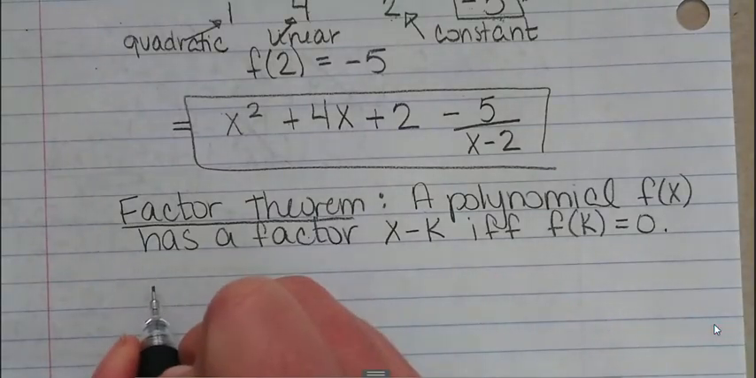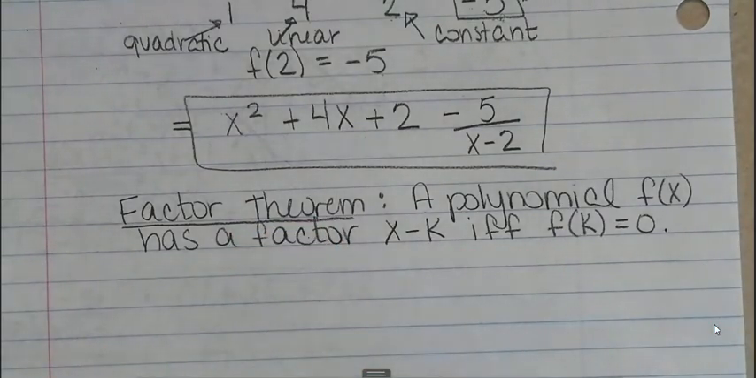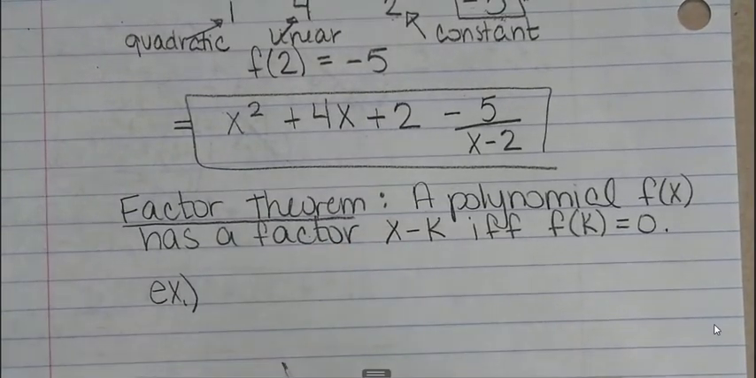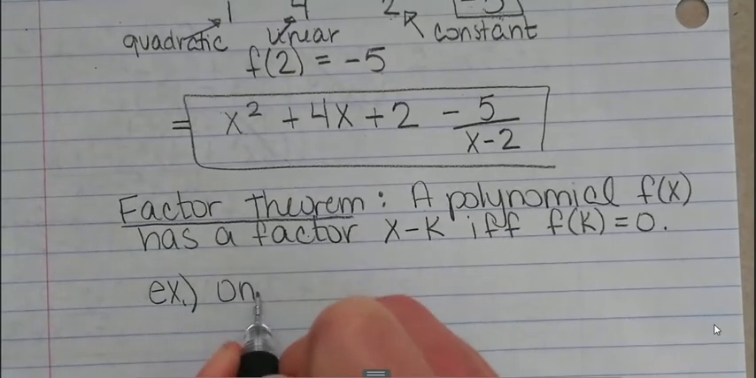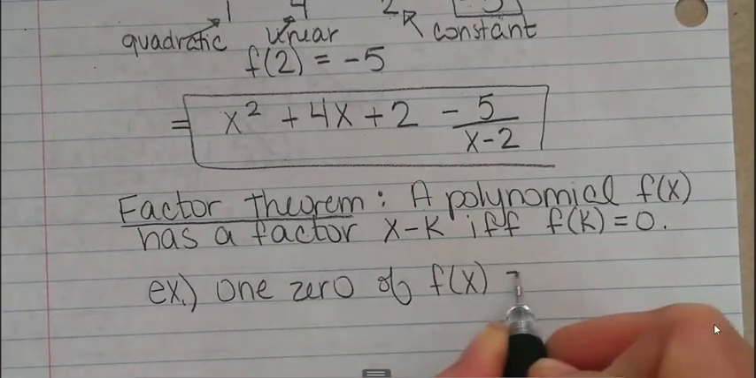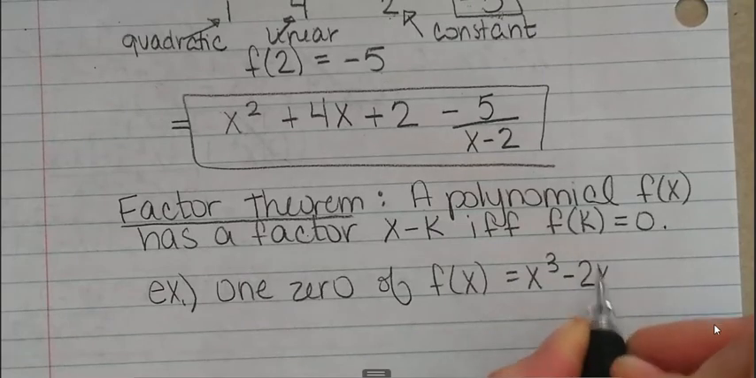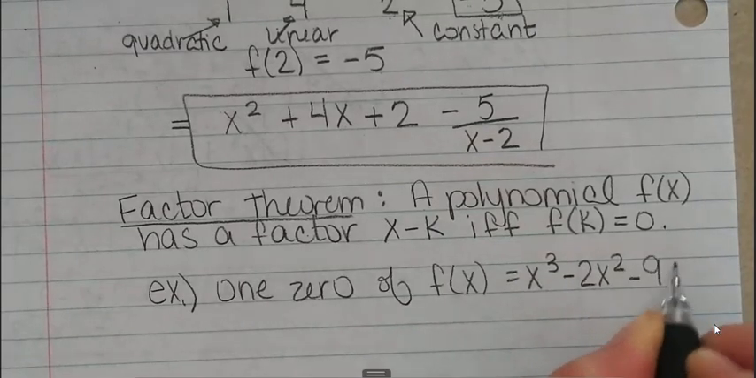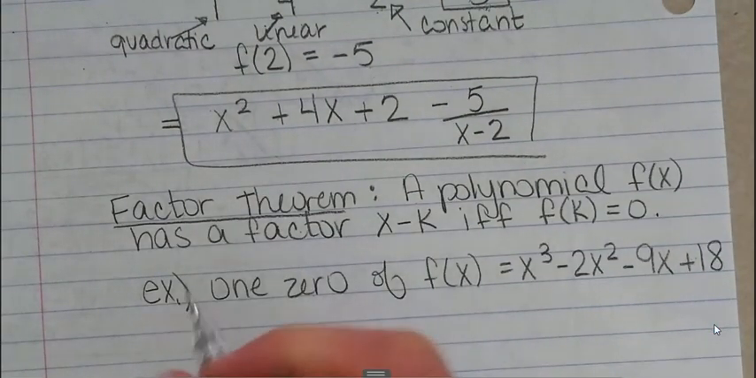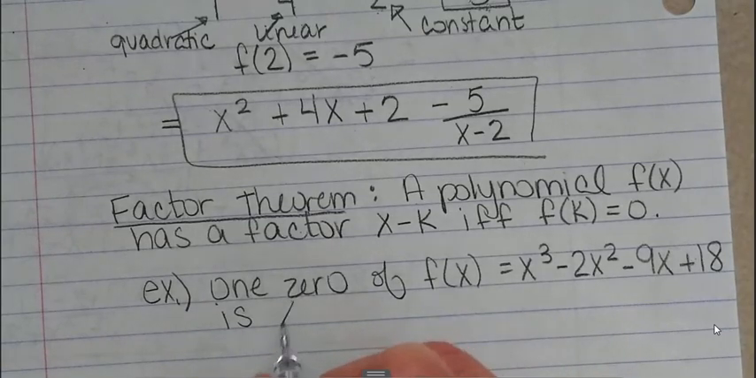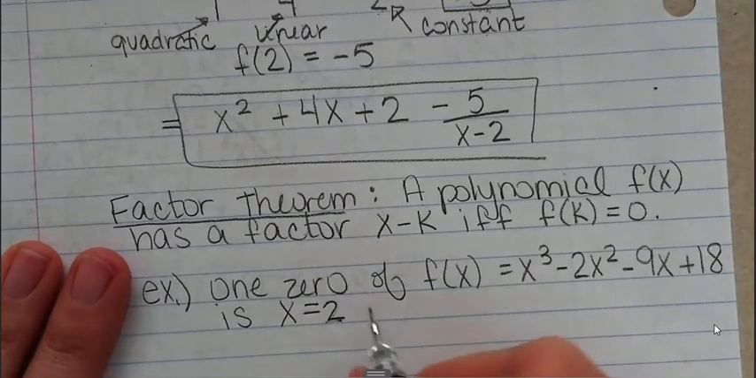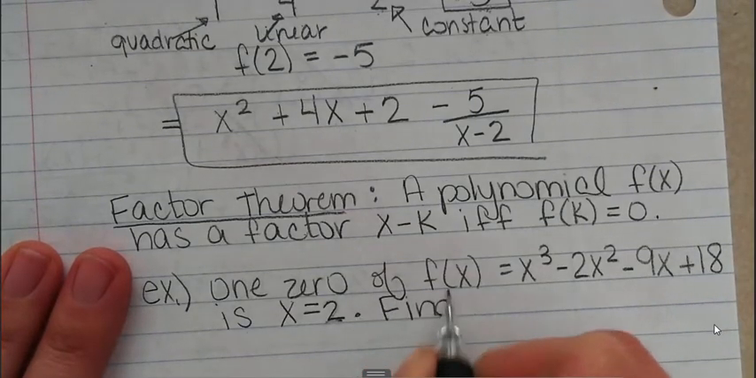Okay, so here's an example. Am I going to run out of room? My paper is really small. I apologize, I'm probably going to run out of room, but that's okay. I'll use another piece of paper. So we have f of x equals x cubed minus 2x squared minus 9x plus 18, and x minus 2 is a factor. Find the other zeros.